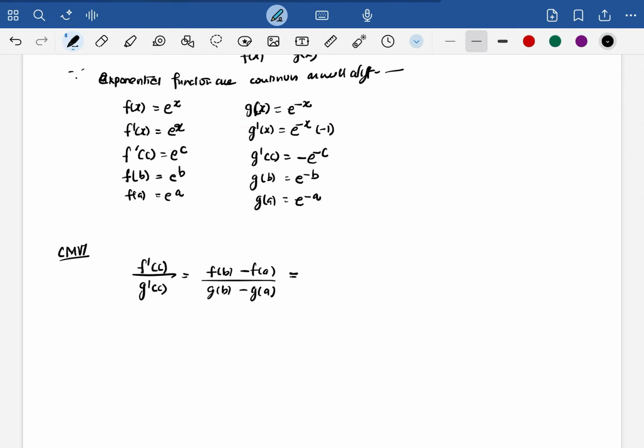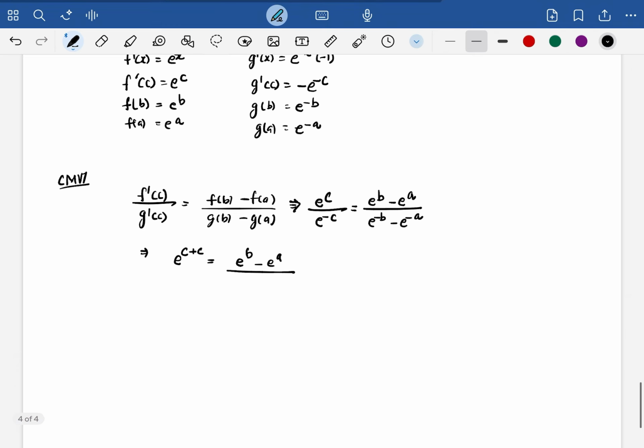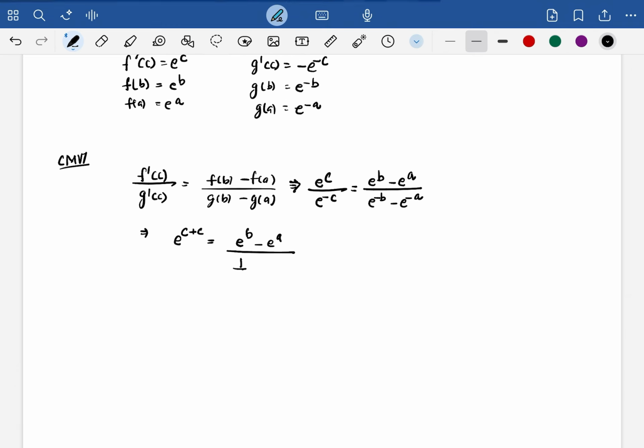Okay, now put all the values. So f dash c is e to the power c, and g dash c is e to the power minus c, and f of b minus f of a is e to the power b minus e to the power a divided by e to the power minus b minus e to the power minus a. Okay, so let's take this thing at the top. So can we say this is e to the power c plus c, and this is e to the power b minus e to the power a. Okay, and can we say this can also be written as 1 upon e to the power b, 1 upon e to the power a.